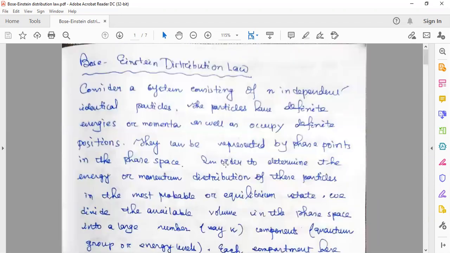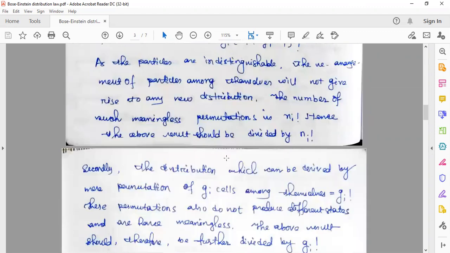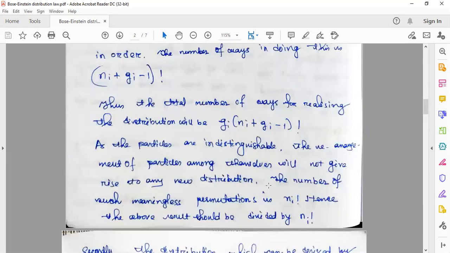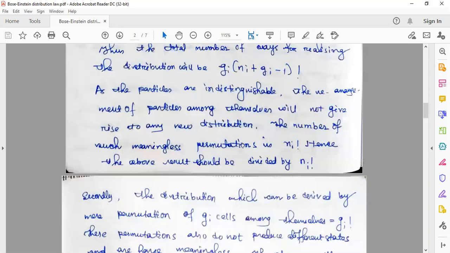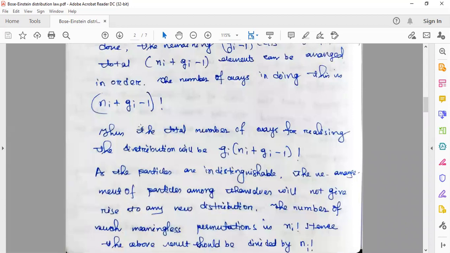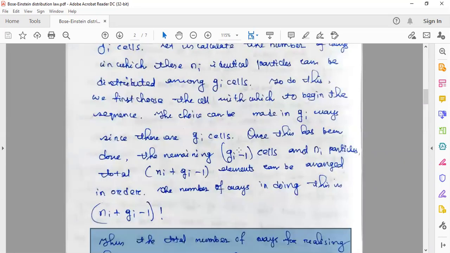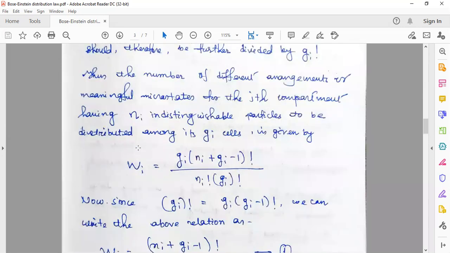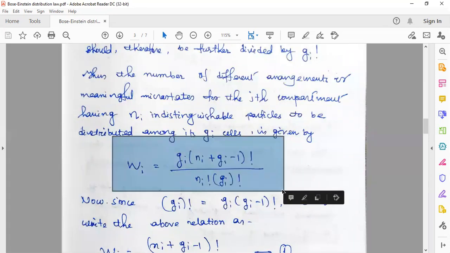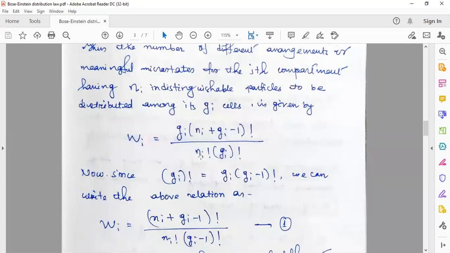If you are asked to derive this distribution law, you don't have to write all these things in the middle, as it may become very complex. You can show up to this, and then this w, the number of different arrangements, you can show directly from there.